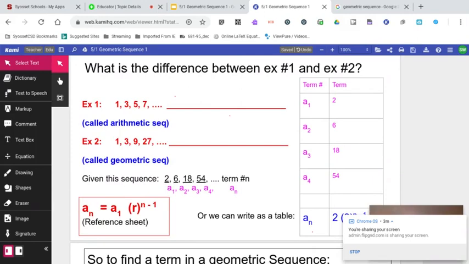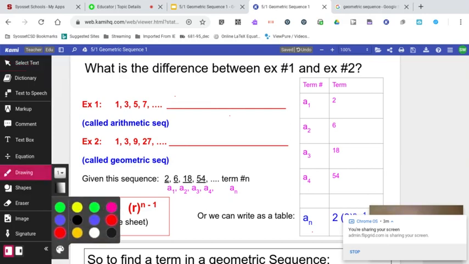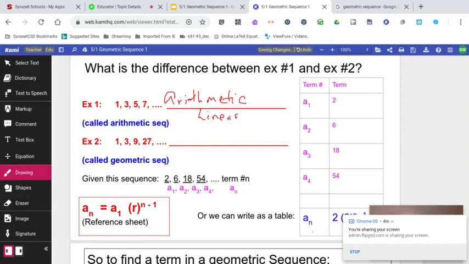So what were the differences between these two? The arithmetic sequence was a constant rate of change. It behaved very similar to a linear function. As a matter of fact, it was just the linear function in discrete form, just separate dots. If I connected the dots, it would look just like a line.